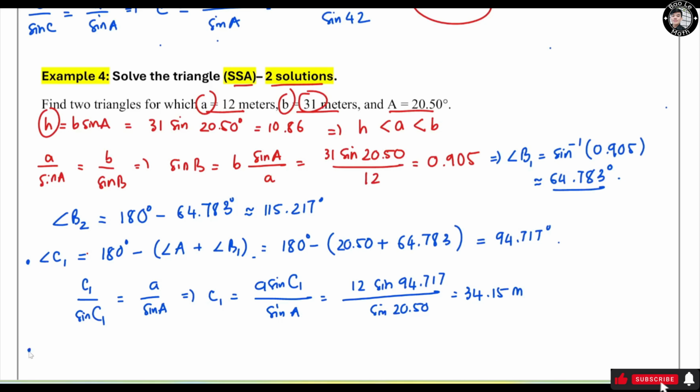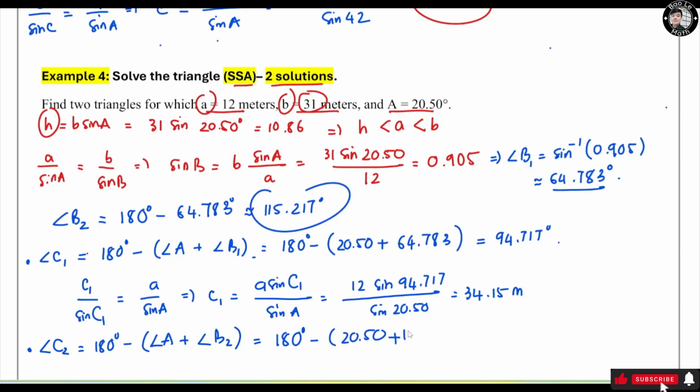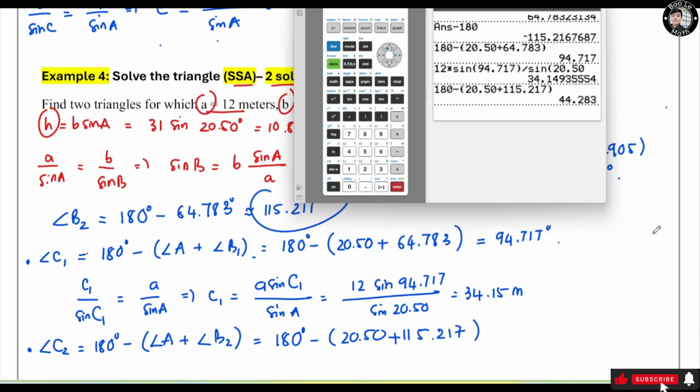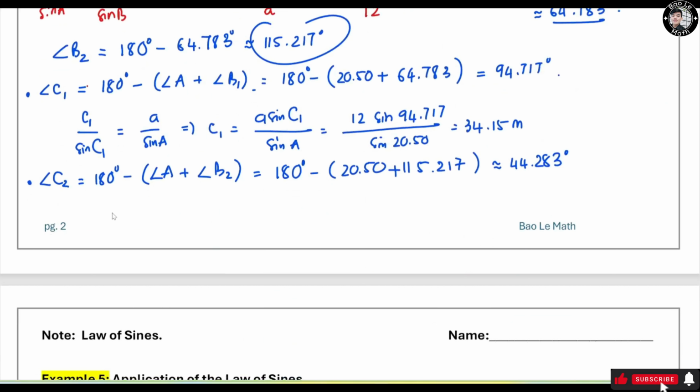Now we need to solve for the measure of angle C2. It's going to be 180 subtract the measure of angle A plus the measure of angle B2. So it could be 180 subtract 20.50 plus B2, which is 115.217. So it's going to be 44.283.